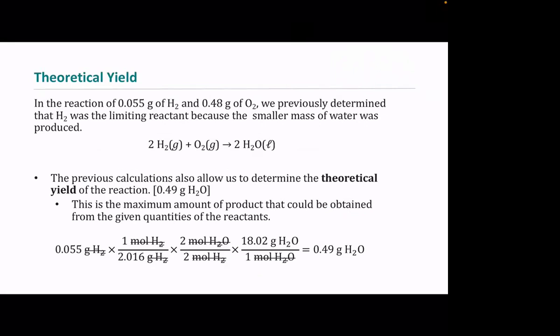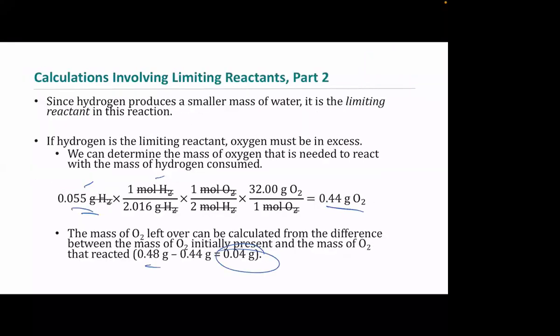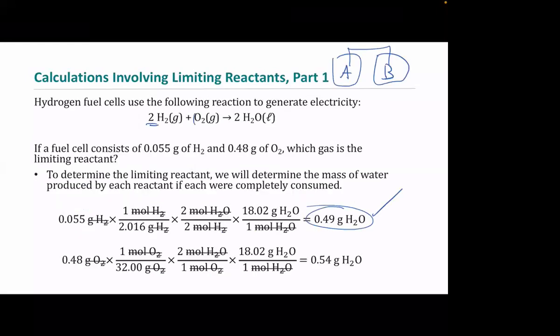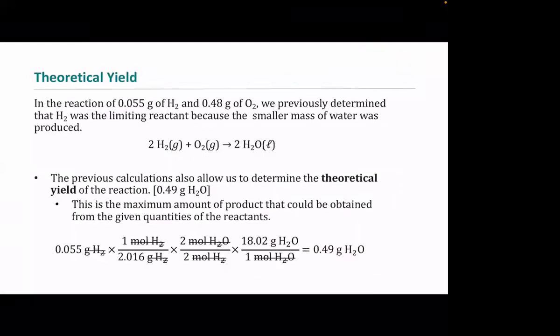Everything goes perfectly. Okay? This is the maximum amount of product that could be obtained from the given quantities of reactants. 0.49 grams, it's just showing it again, the same thing that was right here. That is the theoretical yield. On paper, what we should get if everything goes perfectly, which of course never happens.